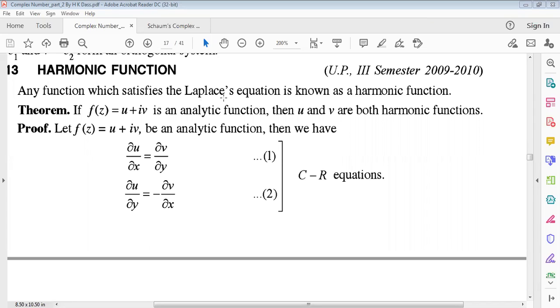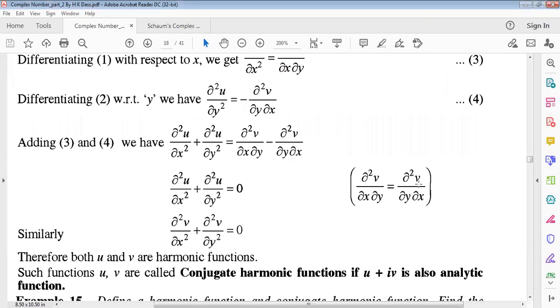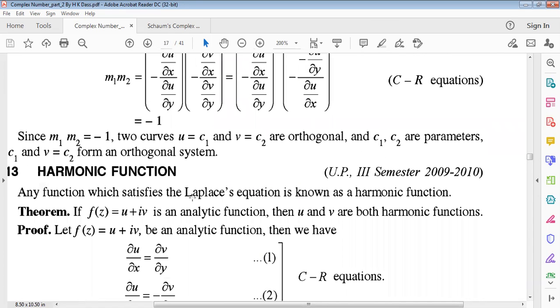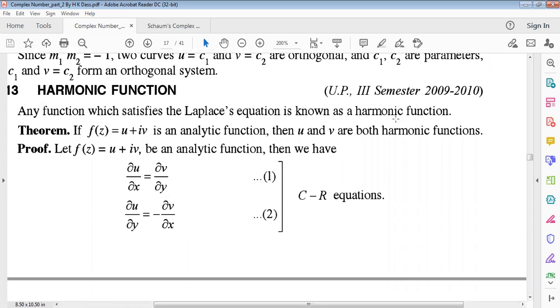Actually, what is the Laplace equation? First of all, you must know about this equation. These types of equation, del square u by del x square plus del square u by del y square, this is the Laplace equation. Actually, it is two-dimensional, and if any function satisfies this type of equation, this is for the u variable, and the same equation for the v variable is called the Laplace equation. So if any function satisfies the Laplace equation, it is called a harmonic function.